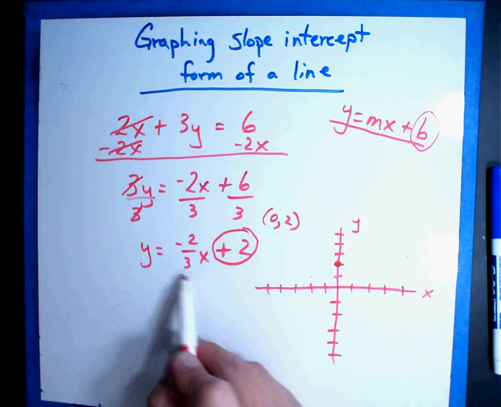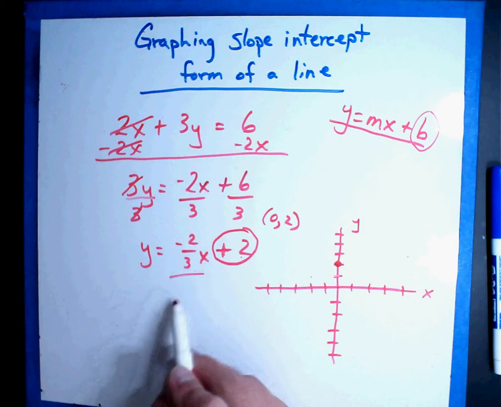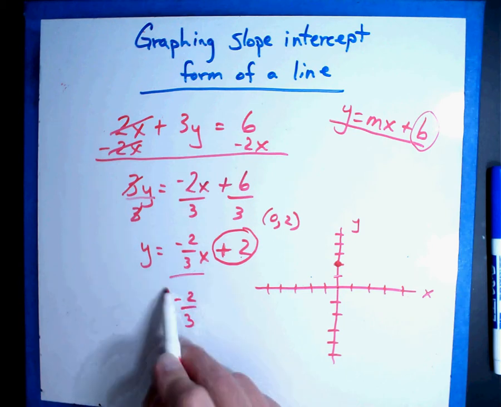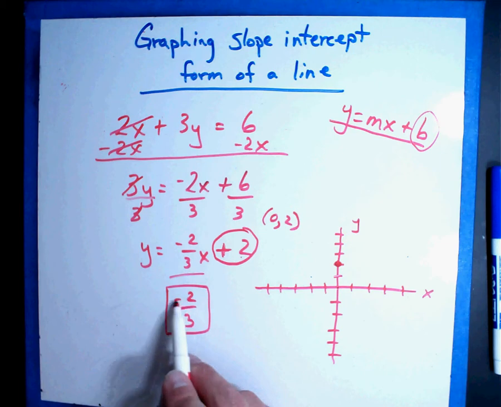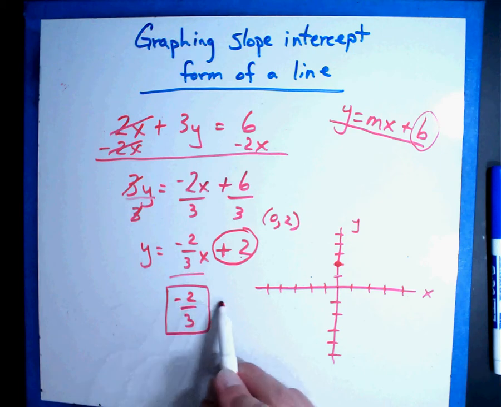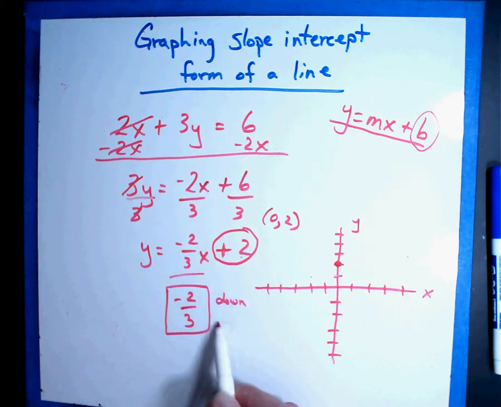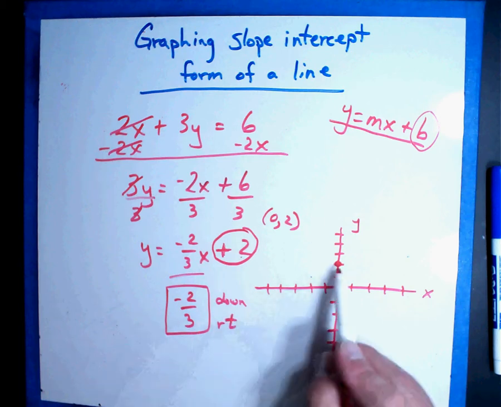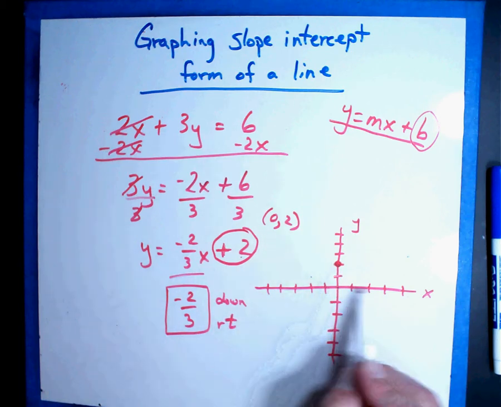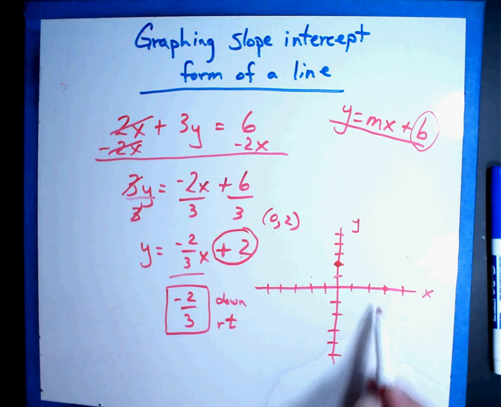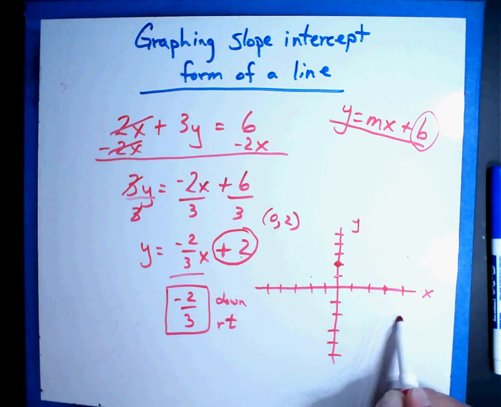All I have to do is use my slope. Slope is negative 2 over 3. How do I use that? Well, negative means down, so I'm going to go down 2, right 3. There's the first spot. Down 2, right 3. It's going to be about right there.